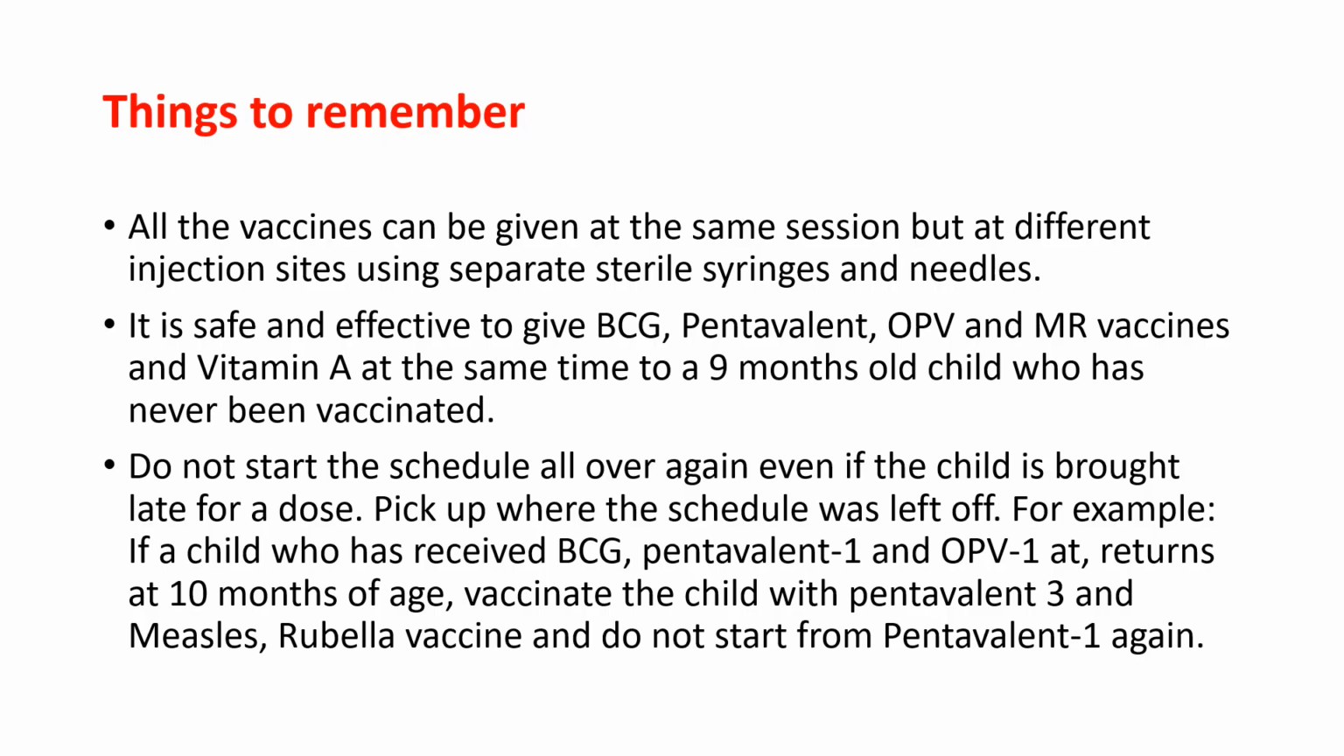Things to remember in this concern: all the vaccines can be given in the same session but at different injection sites using separate sterile syringes and needles. It is absolutely safe and effective to give BCG, pentavalent, OPV and MR vaccine and vitamin A at the same time to a 9-month-old child who has never been vaccinated. And always remember, we are not going to start the schedule all over again even if the child is brought late for a dose. We'll pick up exactly from where the schedule was left off.